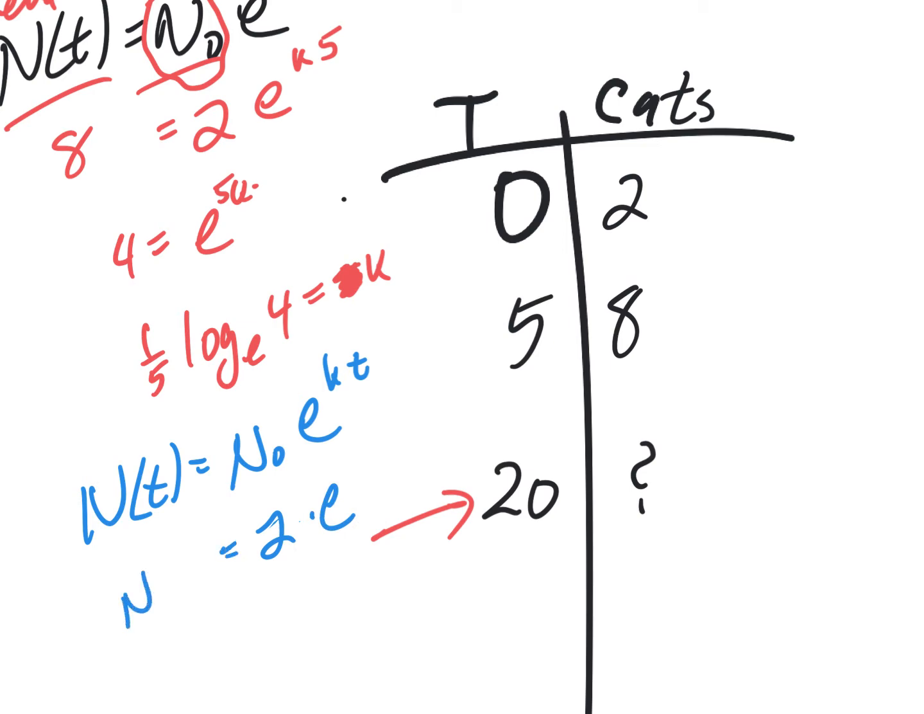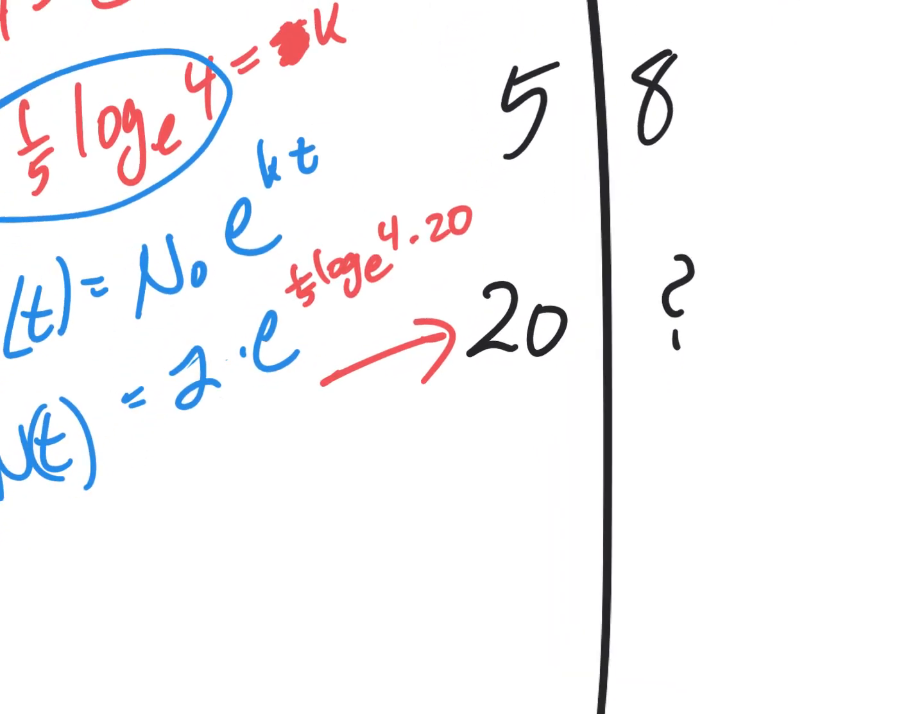We don't know the ending number, so we say n of t equals. And now the k from up here can go right here. And now I have 1/5 log base e of 4. And then the time, which was 20. I made this one work nice. So you should be able to simplify this now. This is part of the test. I'm not going to tell you exactly how this shows up on the test, but you'll have something like this where you got to be able to simplify that.